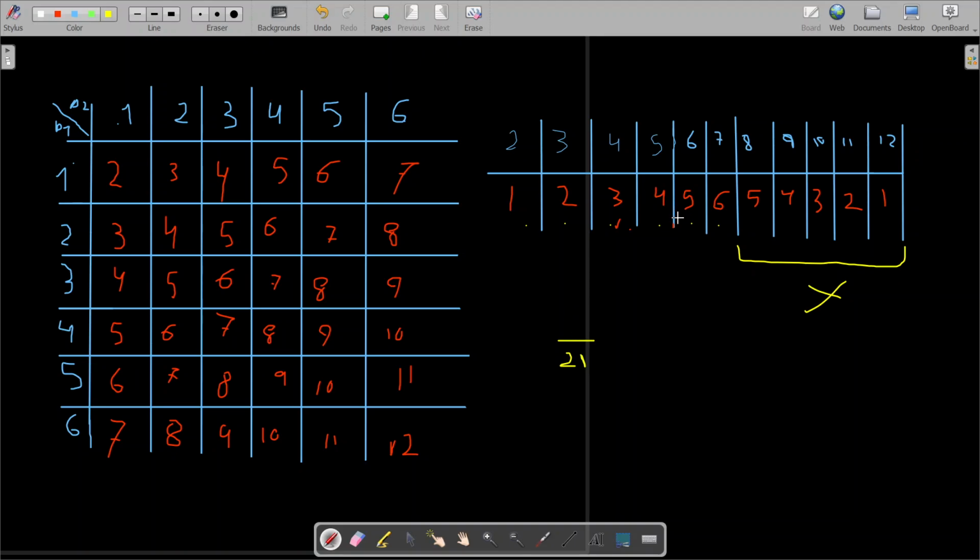Okay, and they're telling you what's the probability that it's less than 5. So you don't count 5 or 6. What's the probability that you get 4, 3, or 2? It's 3 plus 2 plus 1, which is 6 over 21. After simplifying, it's 2 over 7.